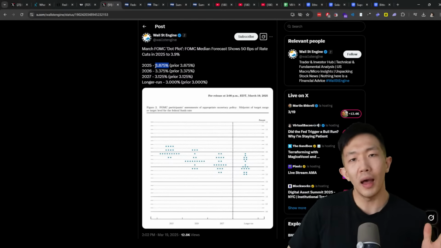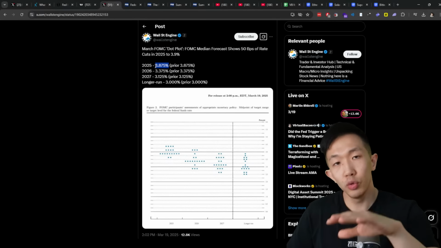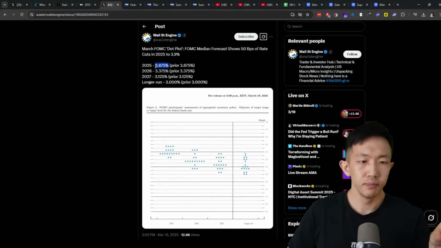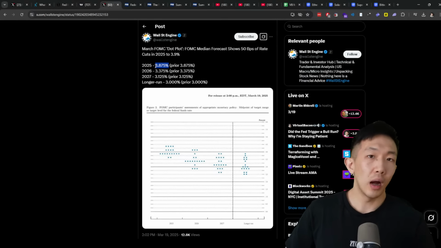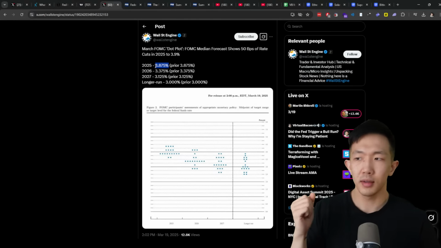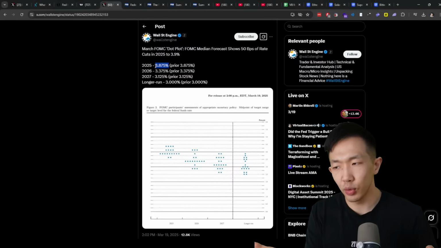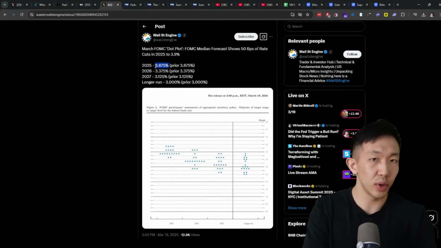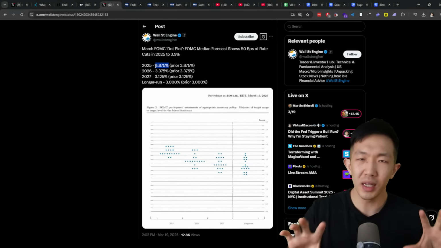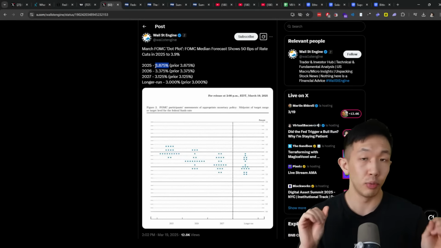And we could have between 2 to 3 cuts this year. The difference there is not much. People are quite split. And if we have 2 cuts, slightly bearish. If we have 3 cuts, slightly bullish. But really not much to worry about in terms of rate cuts.